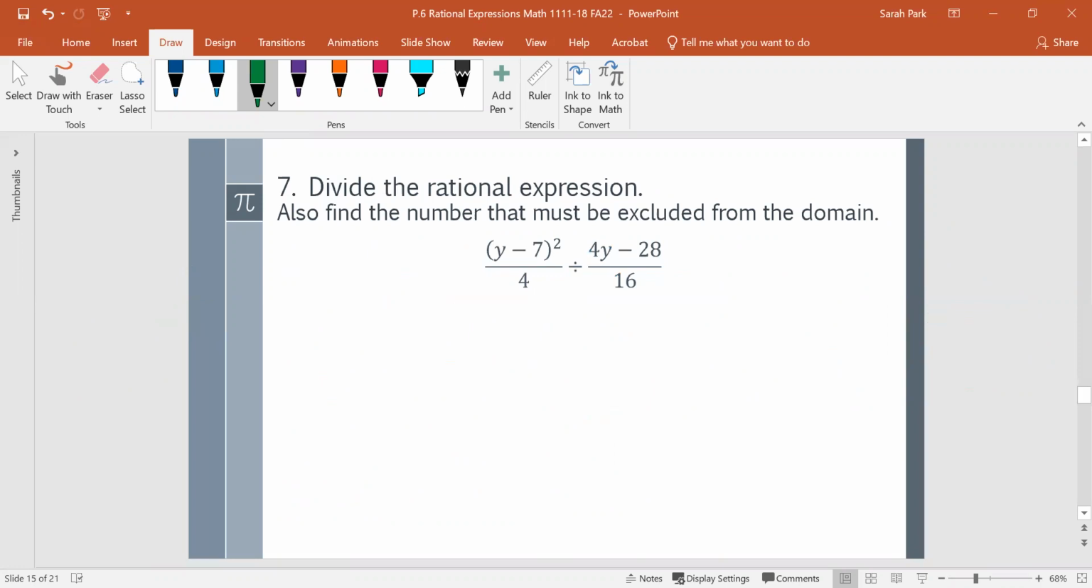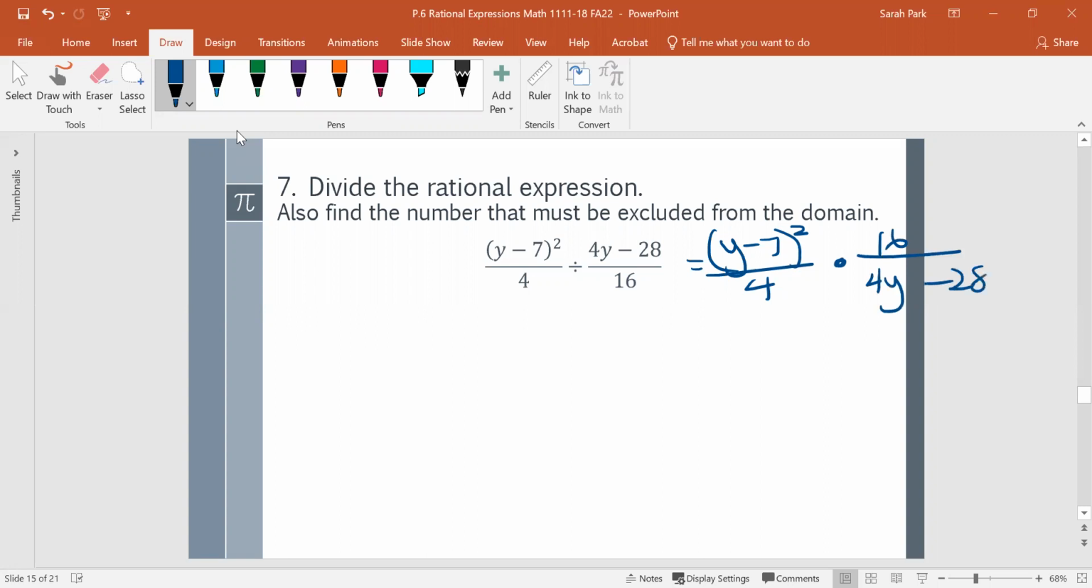Okay, let's try another example, dividing the rational expression (y minus 7) squared over 4 divided by (4y minus 28) over 16. We're using y, but it works the same as x. It's a division problem, so we keep the first fraction the same, (y minus 7) squared over 4, change the division to multiplication, and the second fraction flips around, with 16 on top and 4y minus 28 on the bottom.